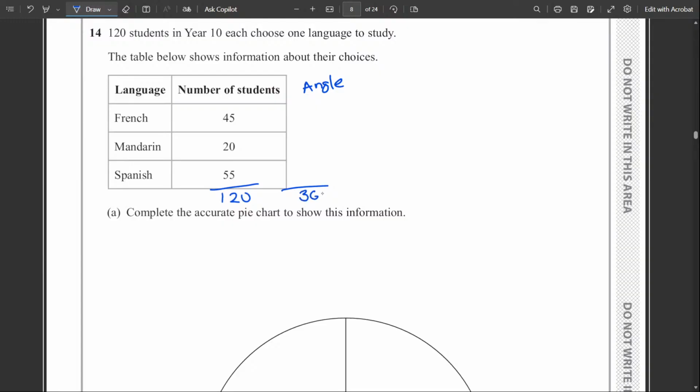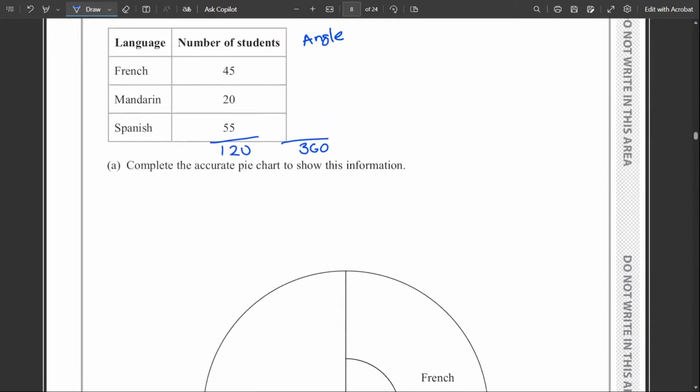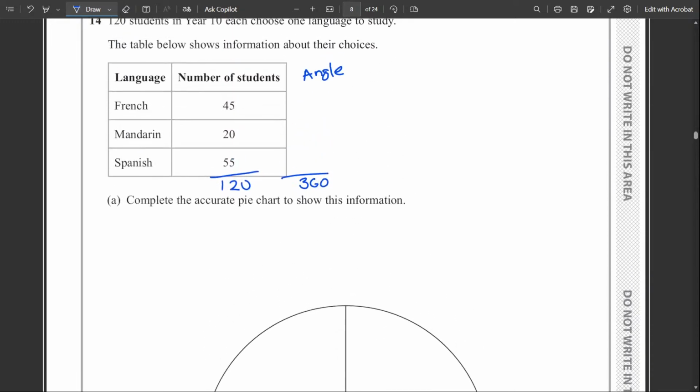And in a pie chart, it's a circle. They should always add up to 360 degrees. Okay. So we can work out what it would be. So 360 divided by 120. That gives you 3 degrees per person on the section. You have to give 3 degrees per person. So 120 people will cover up that 360 degrees.